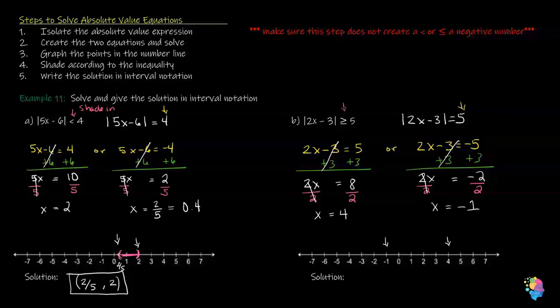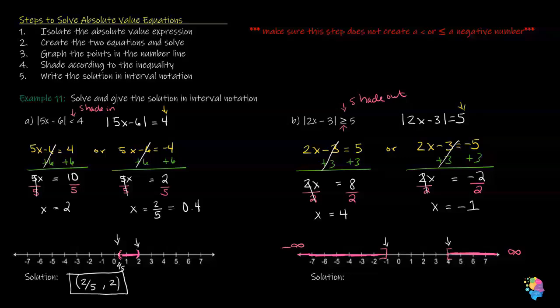This one states that it's greater than or equal to 5. So we're going to shade out. That means from 4, we shade outside to the right side to positive infinity. And from -1, we shade out towards negative infinity. We are including the values. So we place brackets at -1 and at 4.